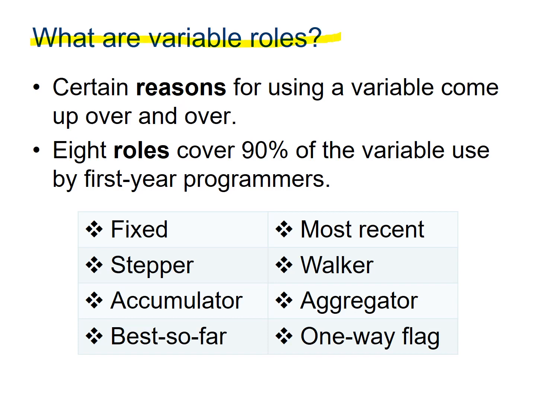What are variable roles? Variable roles are the reason that we use a variable, and certain ones keep coming up repeatedly over and over again. Eight of these roles include 90% of the ones that you folks in your first year of programming are going to be using. Those eight roles include a fixed, stepper, accumulator, bestsofar, most recent, walker, aggregator, as well as a one-way flag.